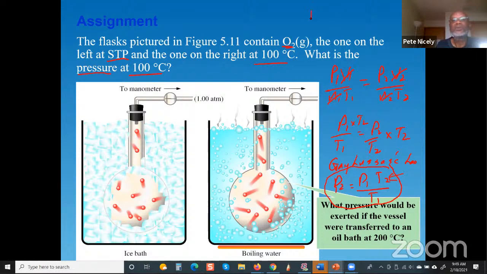So therefore, P2 in this case would be equal to P1, which is 1.00 atmospheres, times 573 Kelvin, divided by 273 Kelvin. That is 573 divided by 273. According to my calculation, when rounded off to 3 sig figs, that would give you 2.10. And the units again would be atmospheres.